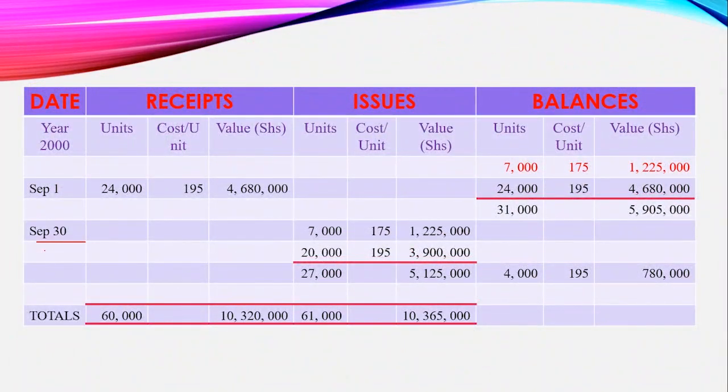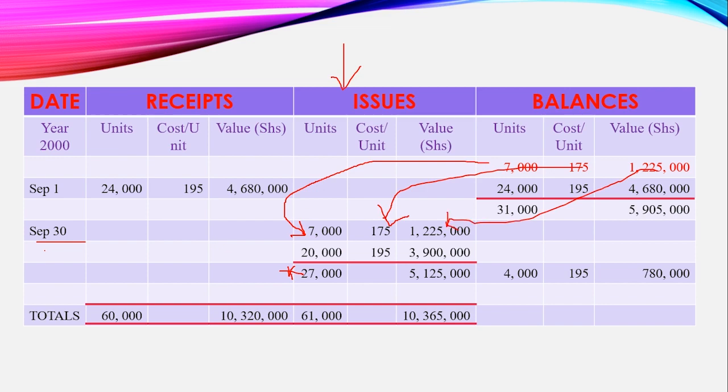So on 30th of September, it is going to fall under issues because these are sales. You are issuing out. So we are issuing how many units? We are issuing a total of 27,000 units. But remember, whatever was bought first must be sold out first. So the 7,000, which was the balance from the month of July, is the one that is going to be disposed of first. So we are going to sell 7,000 units at 175 each. That is a total value of 1,225,000.